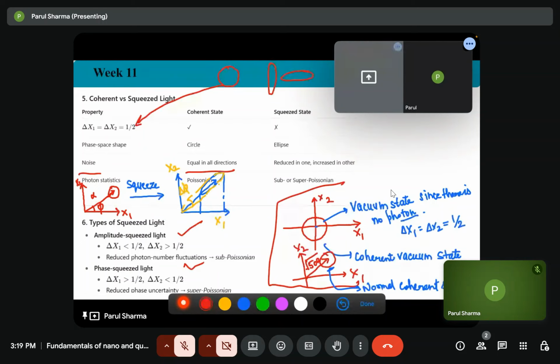So in this case, since the uncertainty is increased radially, the number of photons n bar, delta n bar increases and delta phi decreases. So if delta phi is decreasing, then what does this mean? This is phase squeezed.